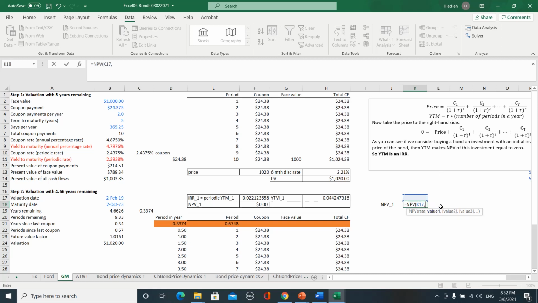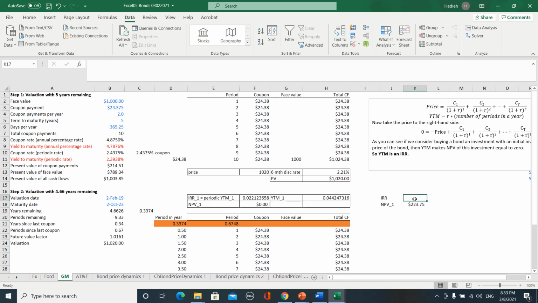Then I should choose the values. For NPV, you choose the values from the first period till the end. Then if you have any cash flows at time 0, you should add them separately. Here your cash flow at time 0 is your price, but because you pay the price, it is a negative cash flow, so you should subtract your price. So this is the net present value of investing in this bond. And you want to see which discount rate makes this NPV equal to 0, right? So then click enter. In this cell, what I'm finding is my IRR, okay?